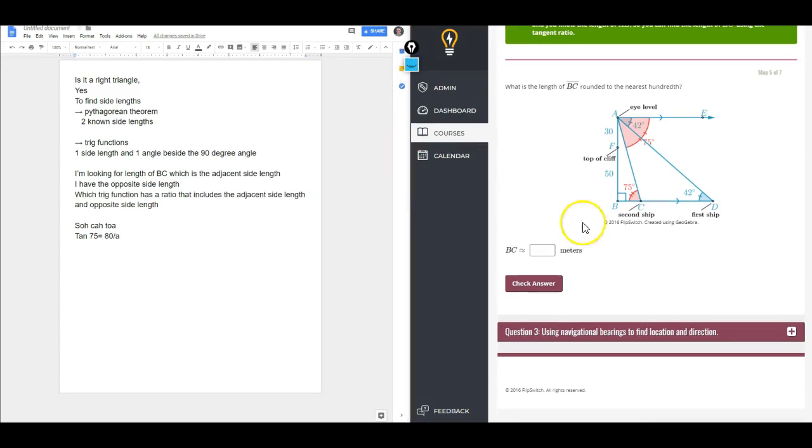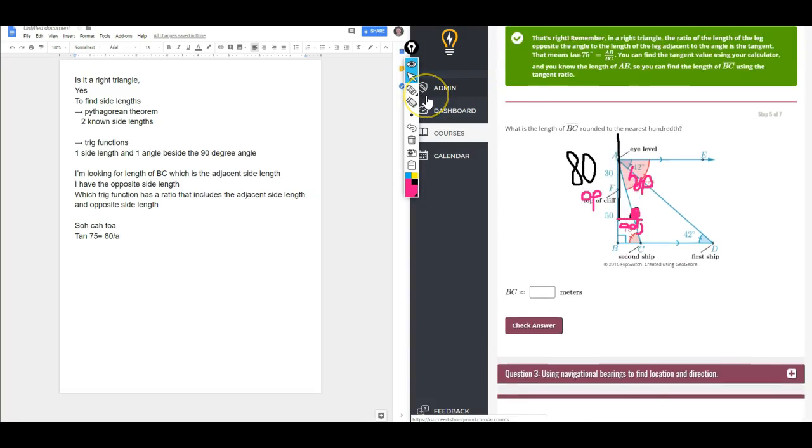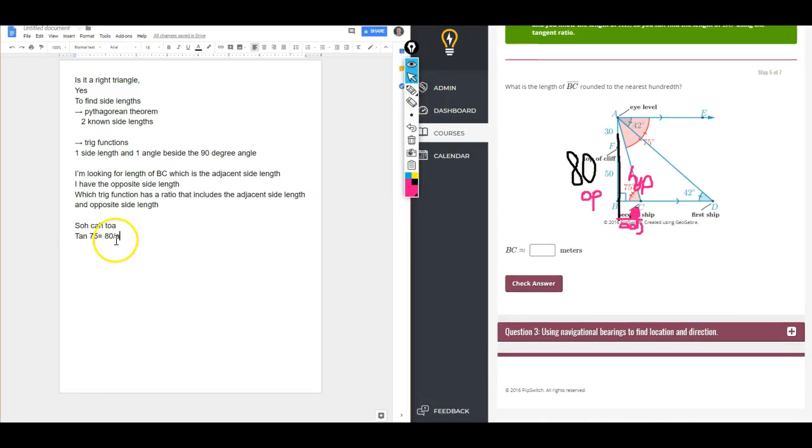And then it wants to find the length of BC rounded to the nearest tenth. So when I use this equation that I have set up, I'm going to notice that this A, what I'm looking for, is in the denominator. And I do not like working with my unknown that I'm looking for in the denominator. So I'm going to use the reciprocal property of proportions, because ratios are proportions. So what that means is I can flip them.